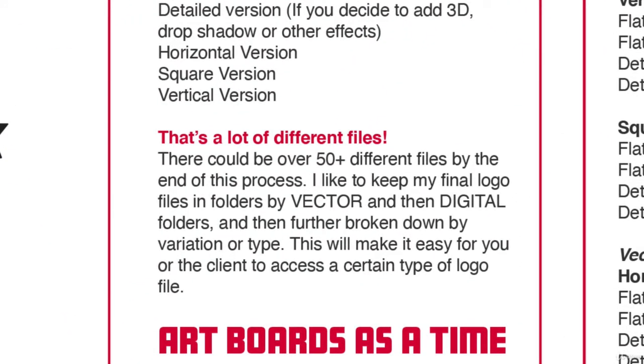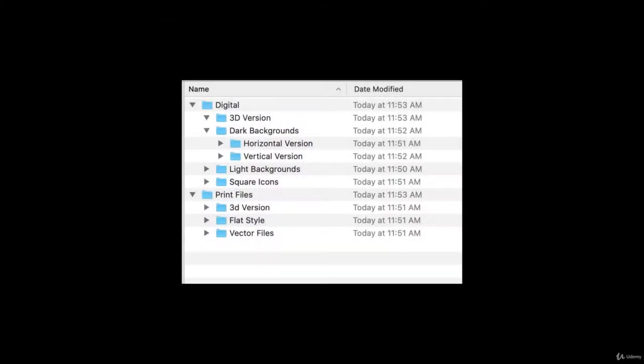I like to keep my final logo files in folders to export to the client and zip it up. So I'll have a vector folder, and then I'll have a digital folder. And then it's further broken down by subcategories by variation or type, so black and white, flat, detailed, etc. This will make it easier for you to maintain and find a specific file if you decide to go further with this client. And it's also going to help the client know, okay, so this folder is digital, this is for print, and it'll be a lot easier for them.